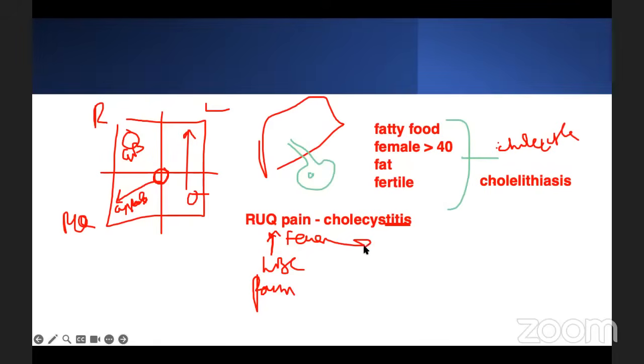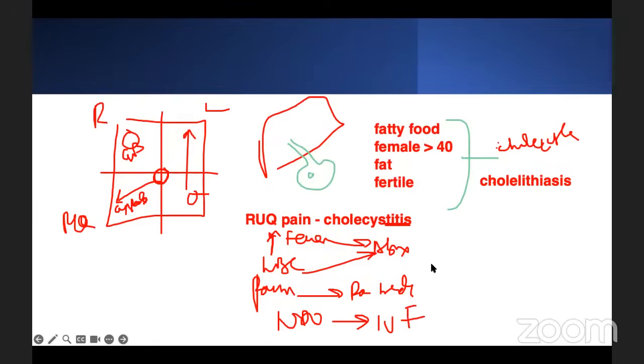If you have fever, I give you antibiotic to take care of the white count. The pain, I give you pain medication, right? I will make you NPO. When I make you NPO, you get an IV fluid. If you're nauseated, you get Zofran.